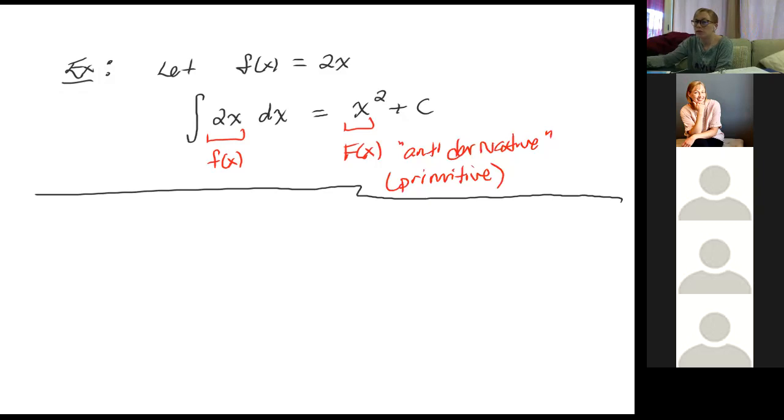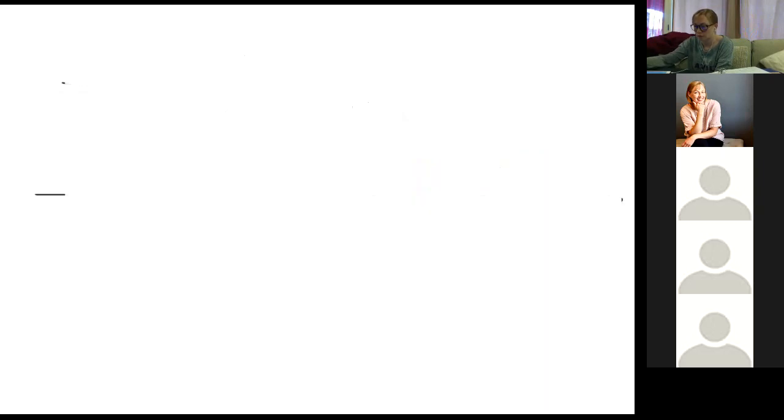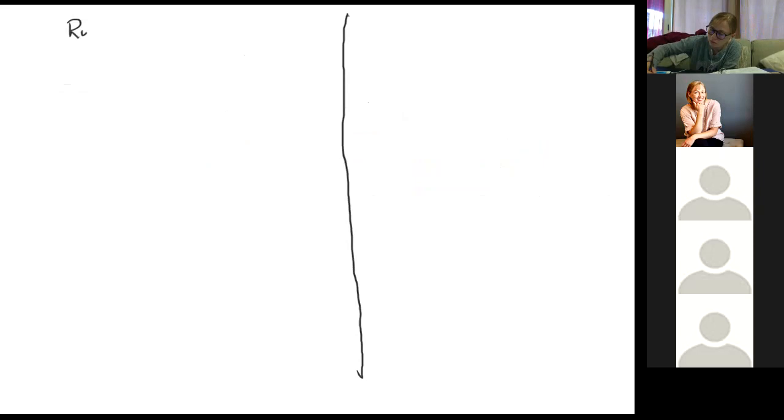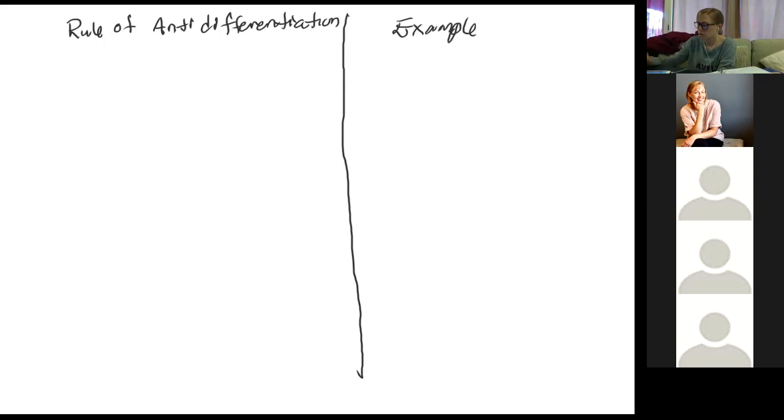And I am going to lean very heavily on what you know about derivatives here, because that's where all of our rules for anti-differentiation come from. And I'm going to do it like this. Let's make a chart. Let's say this is the rule of anti-differentiation, and then on the right, I'm going to do an example leaning on differentiation.